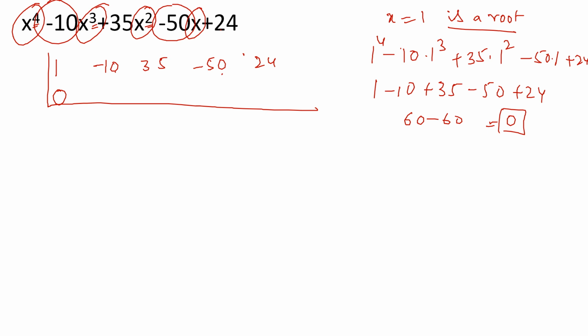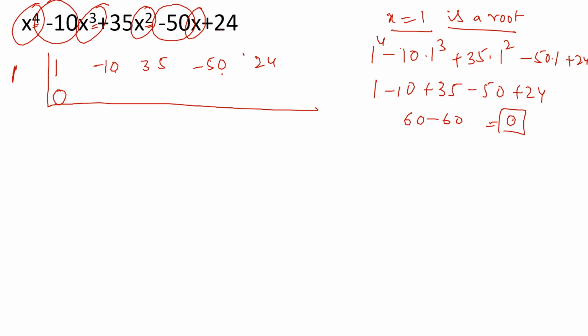If you don't have a root, then you will get a remainder here. You won't get 0. Okay. So we have to divide with a root. Okay. x equal to 1. So that means 1 we have to write here. We don't write x, isn't it? So we will write 1.